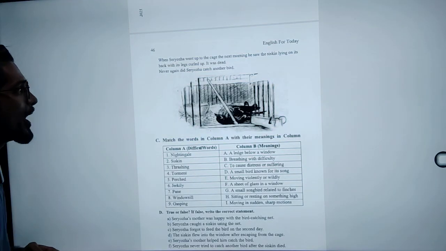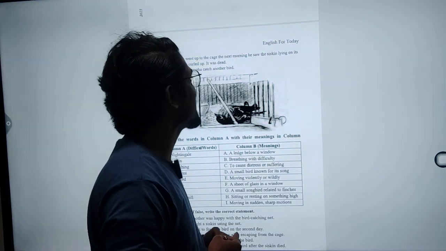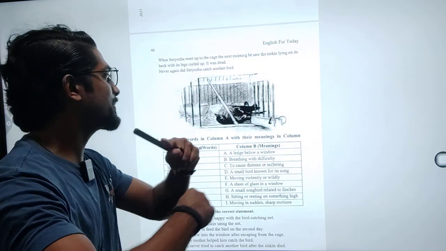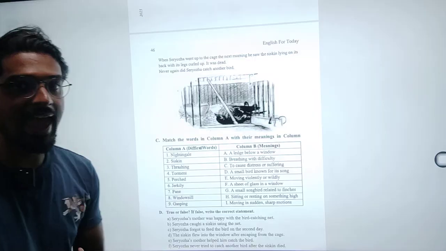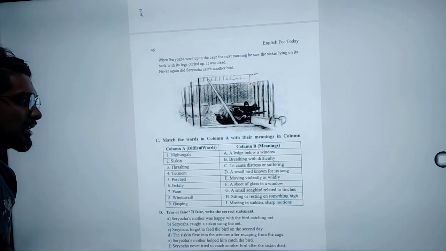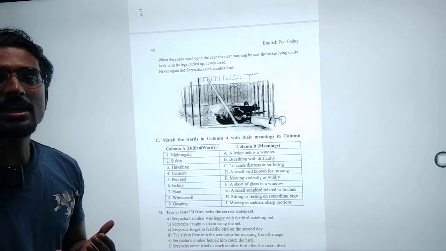Okay. When Shailaja went up to the cage the next morning, he saw the siskin lying on its back with its legs curled up, অর্থাৎ পিছিয়ে গেছে. It was dead. So মারা গেছে. Never again will Shailaja catch another bird. So কখনো সে আর কোনো পাখি ধরেনি.